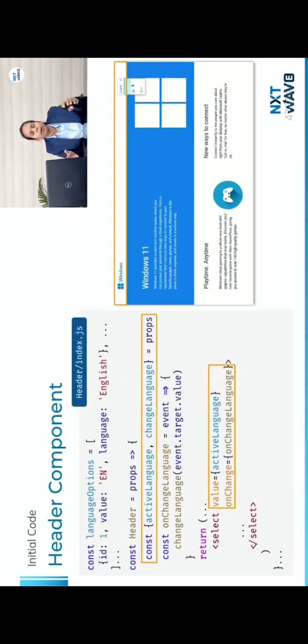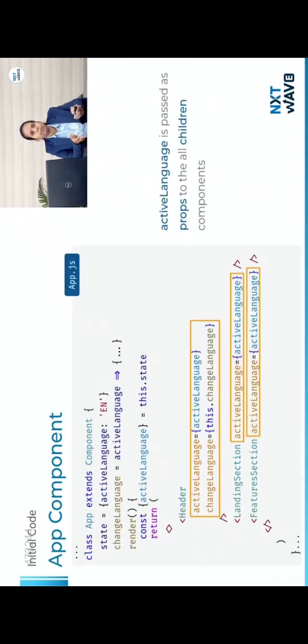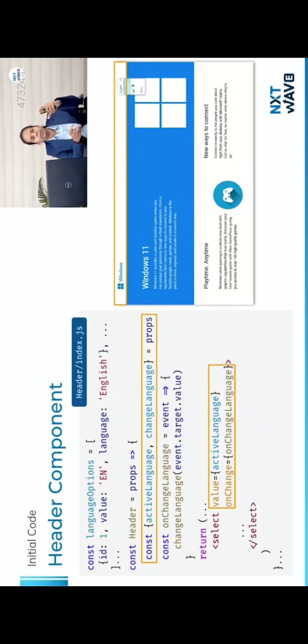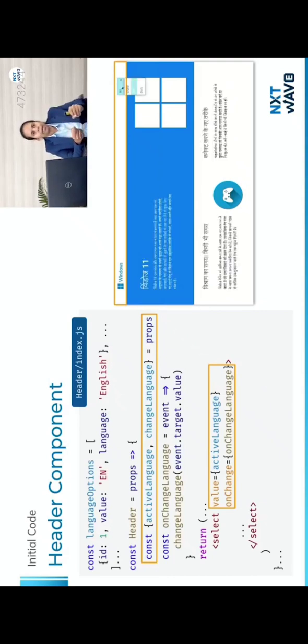So here let's understand about the header component, right? That's on the top, you can see that. In the header component, the active language and change language are being passed as props. As we have previously seen in the app component, we are passing the active language and change language as props and we are accessing them in the header component. And then in the select component, you can see the select element. There we are setting the value as active language. That is the current selection. So that's the reason we are setting the value as active language.